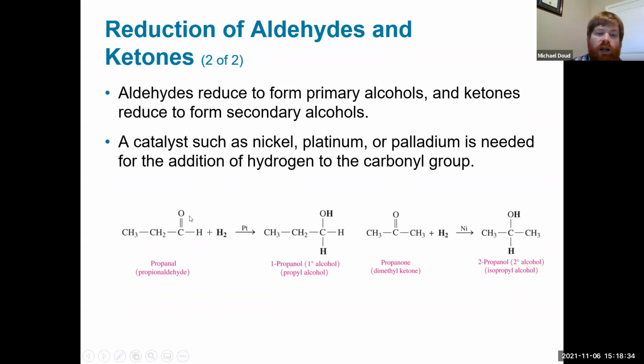Now, for an aldehyde, we know we turned it into a primary alcohol. For a ketone, it's going to be turned into a secondary alcohol. And we do the same thing here where we took acetone, add hydrogen over a nickel catalyst that breaks the carbon-oxygen double bond, gives you the carbon-oxygen single bond, and the 2 bonds that are left over, we have a new carbon-hydrogen and oxygen-hydrogen bond.